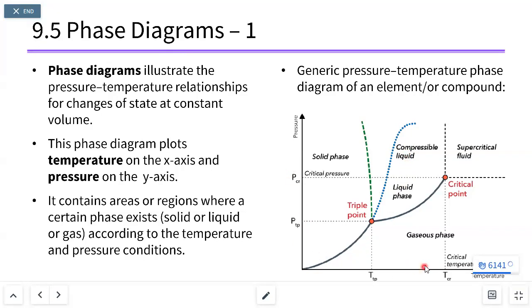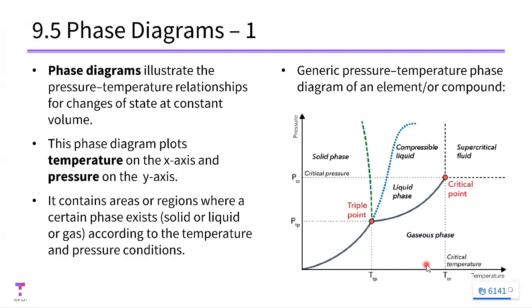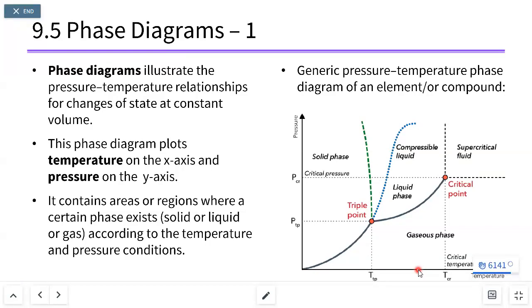But what this graph tells us is it allows us to say, okay, if I have this substance at this temperature and that pressure, what should I expect to be seeing inside of my flask? And I can look at the graph and say, oh, okay, well, at that temperature and that pressure, you should expect to see a solid, or you should expect to see a gas.